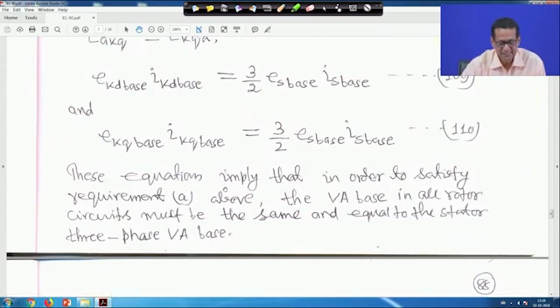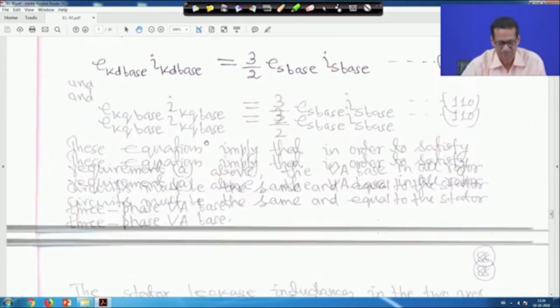So, these equations imply that in order to satisfy requirement A above, the volt ampere base in all rotor circuits must be the same and equal to the stator 3-phase volt ampere base. This we have to make base quantities. I mean, the right hand side is the stator base quantities and the left hand side is the rotor side. They have to be made equal.